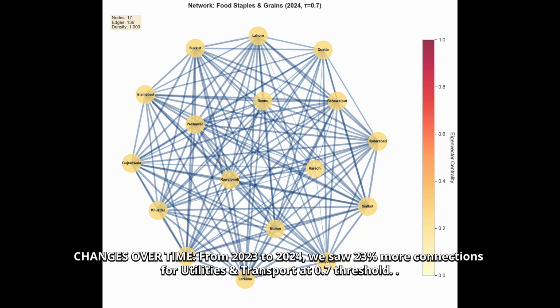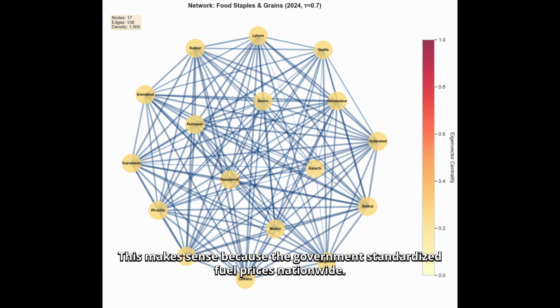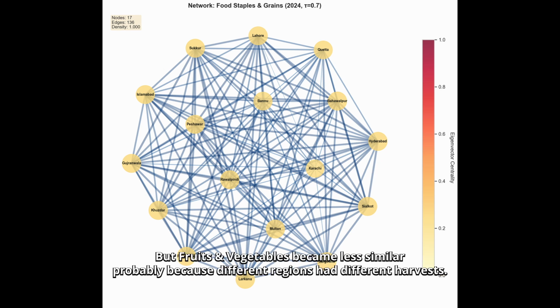Changes over time. From 2023 to 2024, we saw 23% more connections for utilities and transport at 0.7 threshold. This makes sense because the government standardized fuel prices nationwide, but fruits and vegetables became less similar, probably because different regions had different harvests.